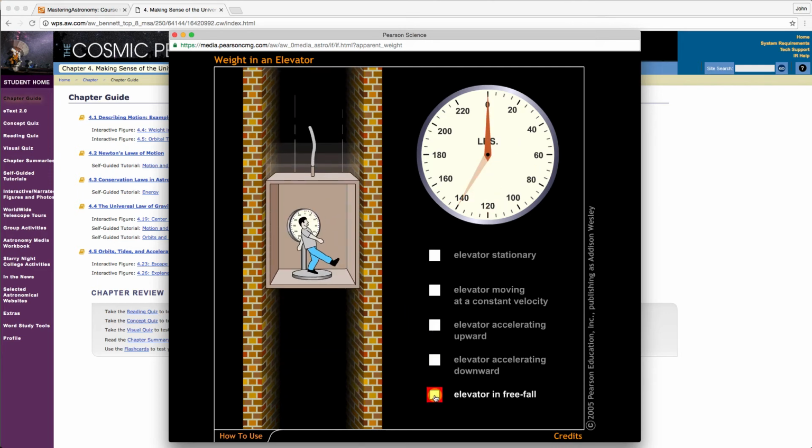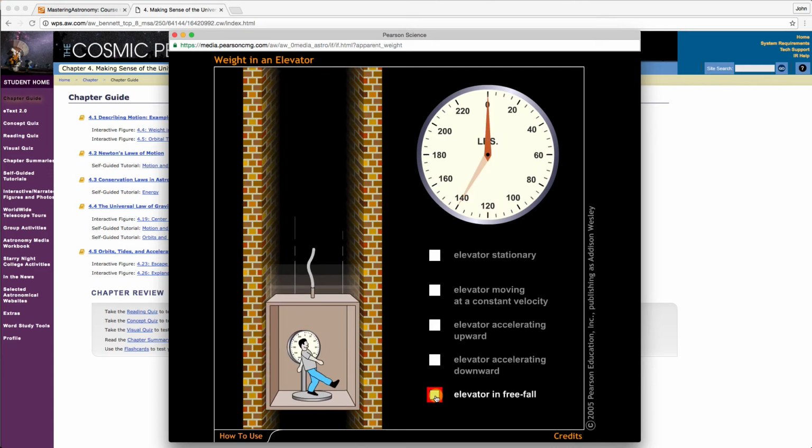So let's see the elevator in free fall. There's the floating person. You can do that again. The person floats right above the scale. They don't go flying up to the ceiling. They float right above the scale, and the scale is not exerting a force on them anymore, so the scale measures the weight of 0.